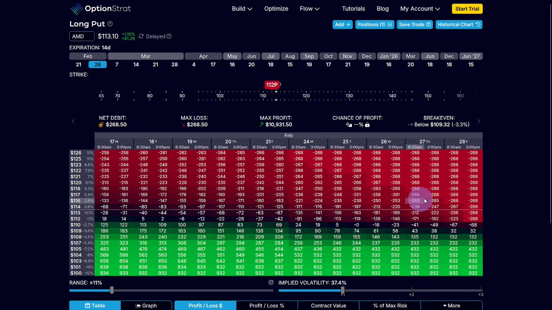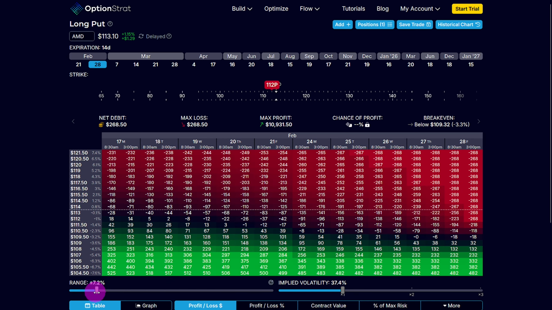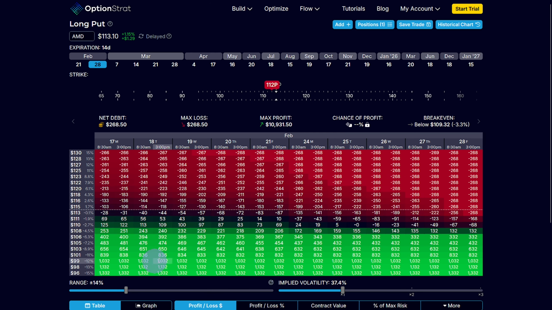You can see that the max loss over here, $268, is anything that is above the 112 strike price. And that makes sense because our strike is 112 and anything at or above would be out of the money and would expire worthless. There's a range slider down through here. So if we want to see fewer values or if we want to see more values, this will show us exactly what's going to happen to the option at a particular time from now until when it expires. You can see that the more it drops, say AMD drops to $96, at the time that it expires, it'll be worth $1,300 more than it is right now.